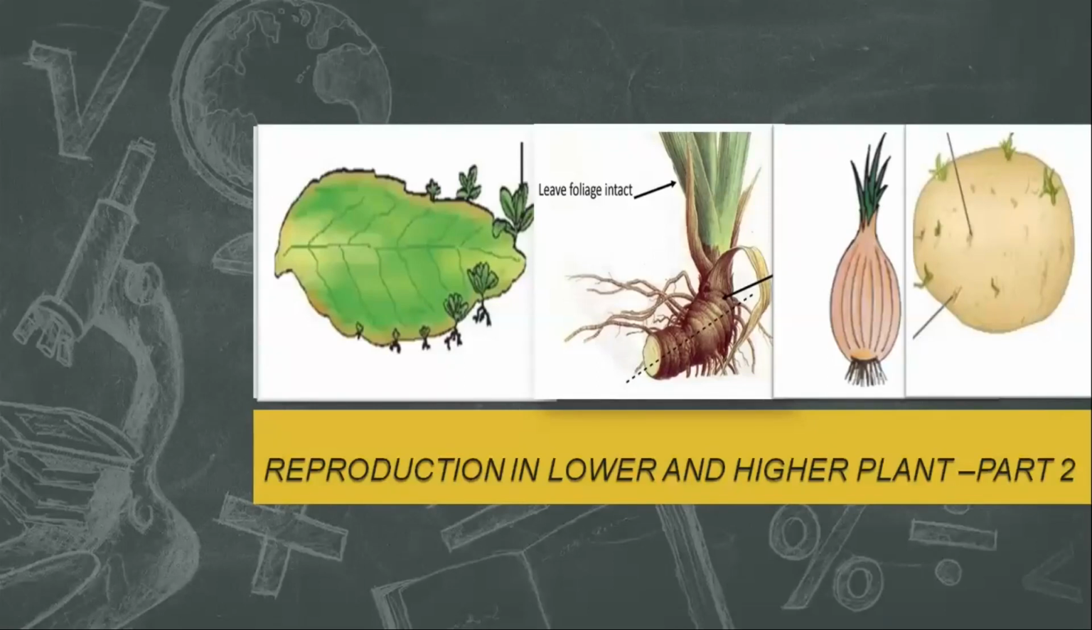Today we will see 12th SSC Biology part 2, reproduction in lower and higher plants. In this video we will discuss vegetative reproduction or vegetative propagation, which is a type of asexual reproduction. In the previous video we learned about asexual reproduction, which occurs without involving two gametes, and the progeny will be genetically identical to their parents. Now, what is meant by vegetative reproduction?